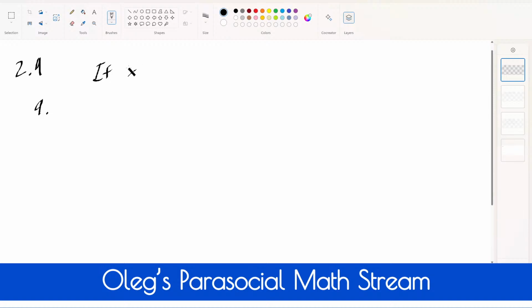If x is a rational number and x is not 0, then... So this is P implies Q. If-then means the first statement implies the second. Okay, here we go.